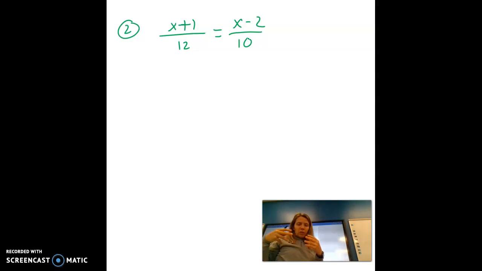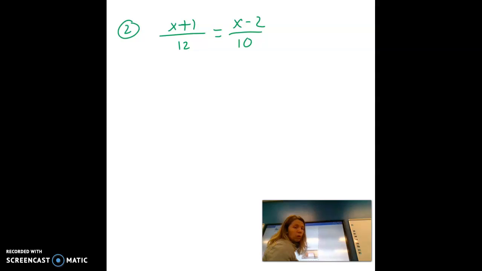We have (x plus 1) over 12 is equal to (x minus 2) over 10. Okay, and the goal is that we want these two fractions equal to each other. So we need to find the value of x to keep them balanced. Because I have a fraction equal to a fraction, I could go ahead and cross multiply.